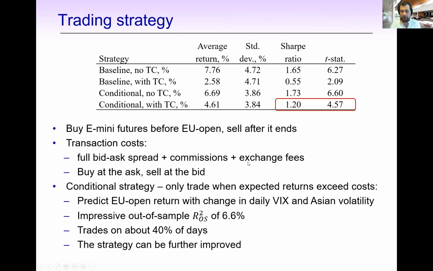Of course, we don't need to trade every day. We previously showed that the returns are much higher when uncertainty is higher. So let's only trade on days where EU Open returns are expected to be higher than transaction costs, which is about 40 days. We will use 2 predictors from the uncertainty resolution hypothesis. And if we do so, your profitability doubles, your trading costs remain the same. And what you see is an after cost Sharpe ratio of 120%. So this is a pretty attractive trading strategy, and it's easy to estimate.